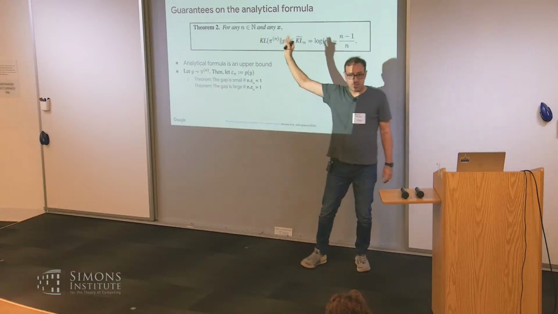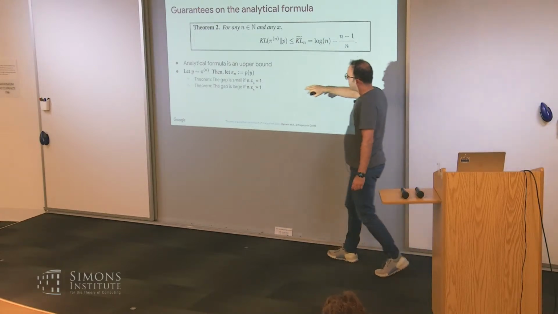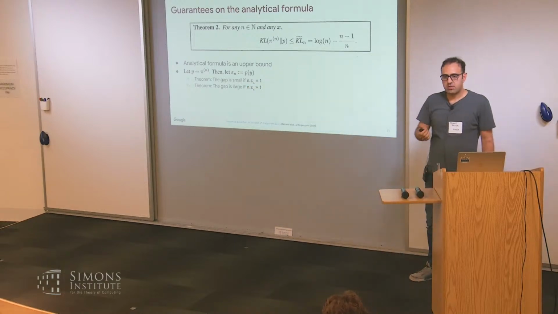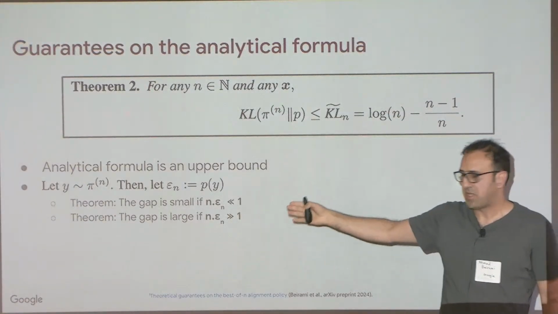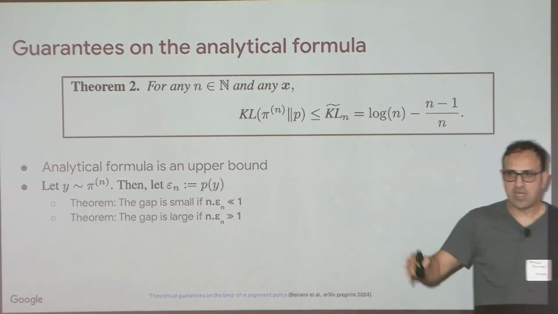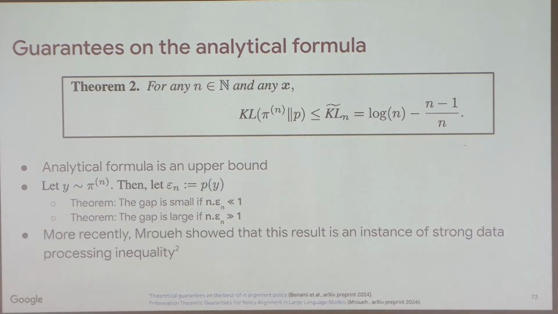Okay, so it turns out that this is actually an upper bound on the KL divergence. And you can prove it. And as long as the probability of the outcome that you select through best of n is not high, or n times that is small, then this is a remarkably good approximation to the KL divergence. And I think more recently, Youssef from IBM has shown that this is a form of strong data processing inequality. So if you're interested in the theoretical connections, he has a beautiful paper.